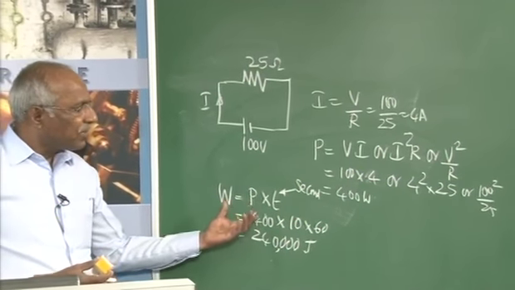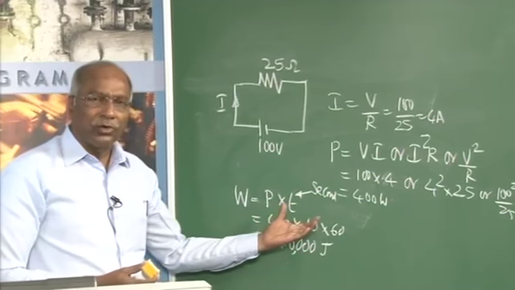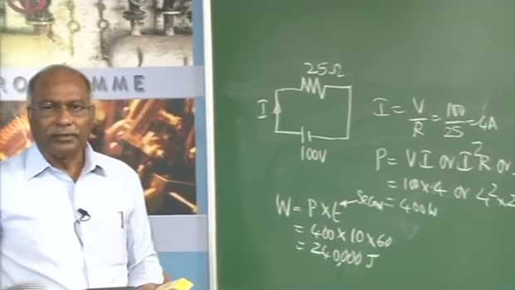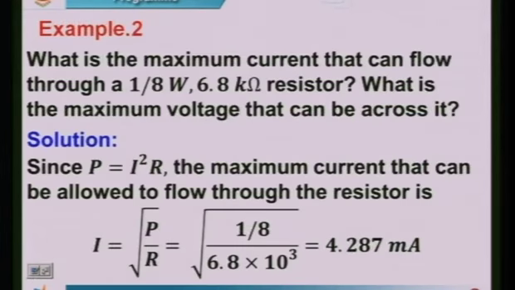Though this is a simple problem, it gives an idea as to how to go about further. Consider another example. What is the maximum current that can flow through a 1/8 watt 6.8 kilo ohm resistor? What is the maximum voltage that can be applied across it?